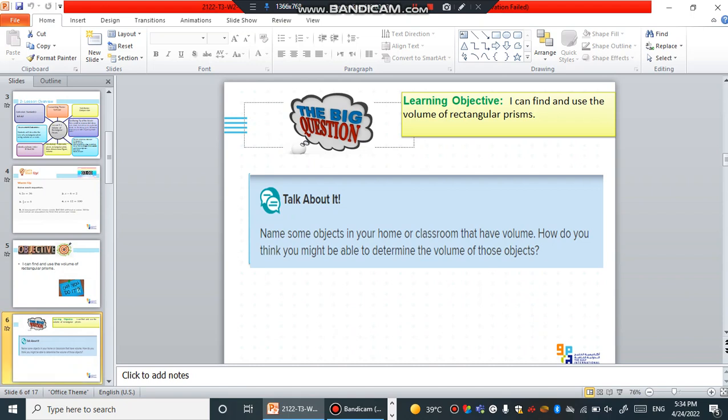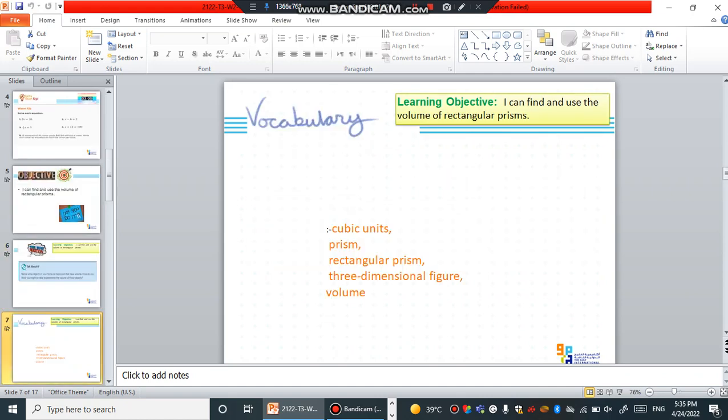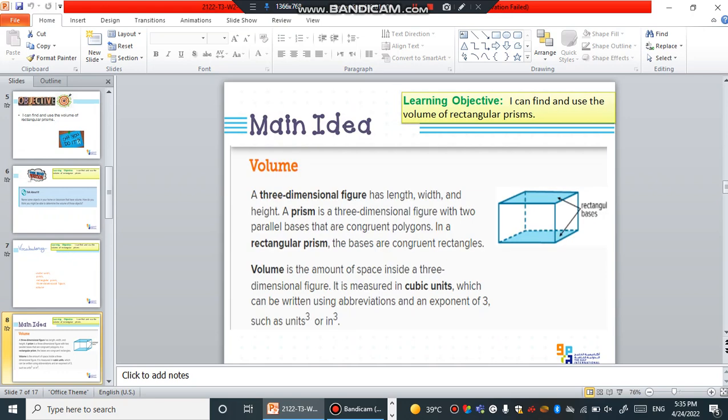Here is a big question. Name some objects in your home or classroom that have volume. How do you think you might be able to determine the volume of those objects? Here is our vocabulary for today: cubic units, prism, rectangular prism, three-dimensional figure, and volume. Today we are going to learn the definition of each word of this vocabulary. This is our main idea for today.